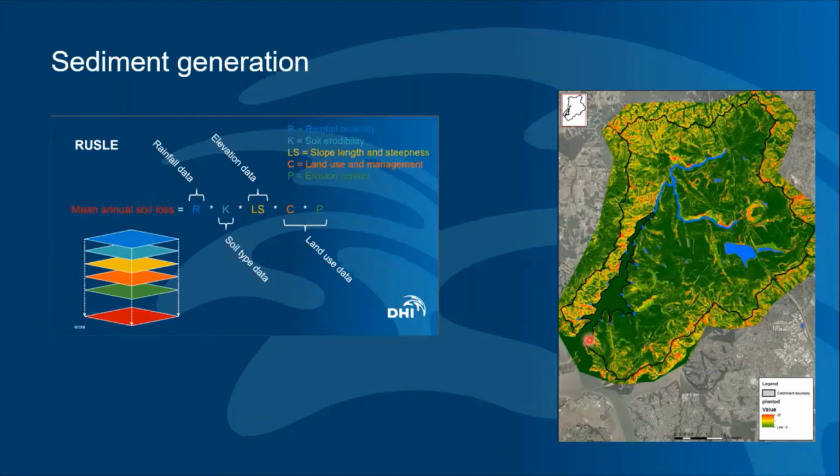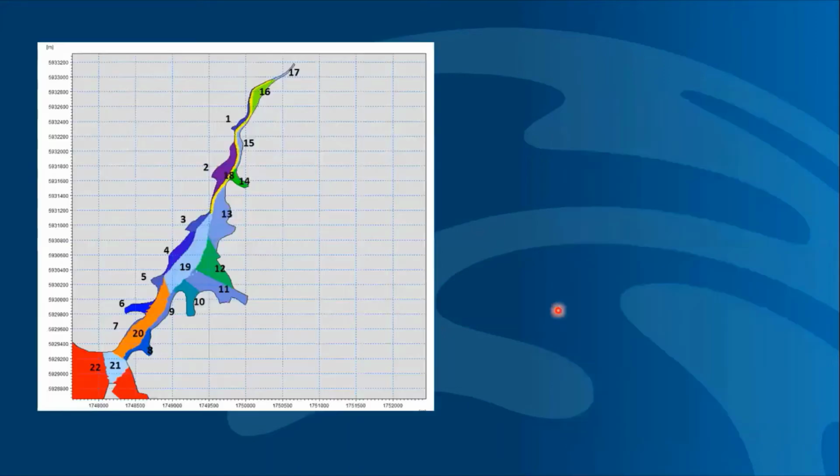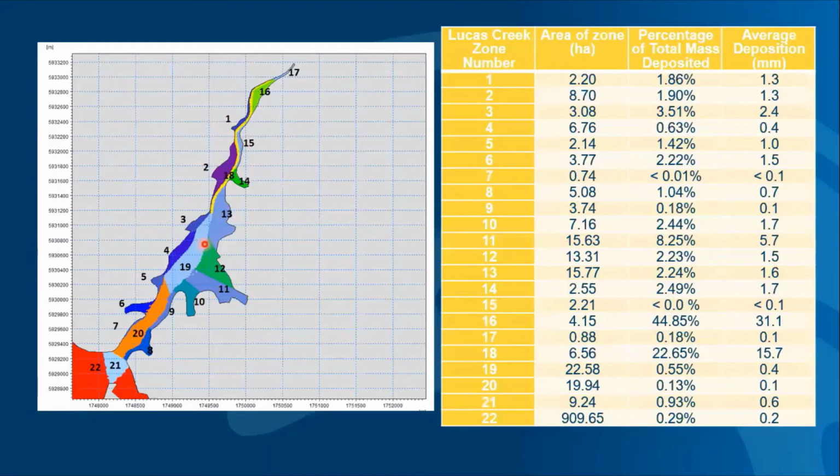And then that was linked to a coupled hydrodynamic sediment transport model. So we took the outputs from the Russell approach at the very top end of the catchment up here and looked at where that sediment ended up within the marine space. So we subdivided the Lucas Creek itself into these sub-estuaries labelled 1 to 22, just looking at different subtidal and intertidal areas. And then we used the model to make some predictions in terms of deposition that we see within those sub-estuaries.